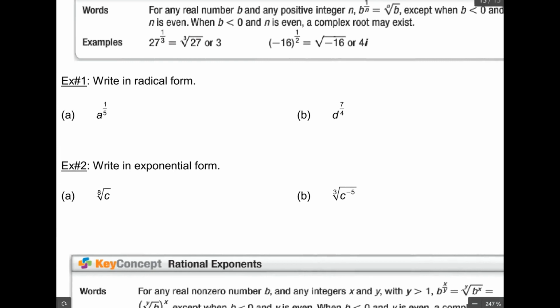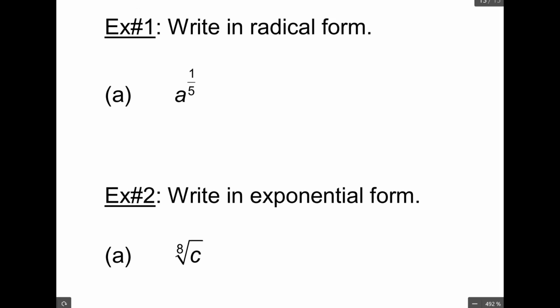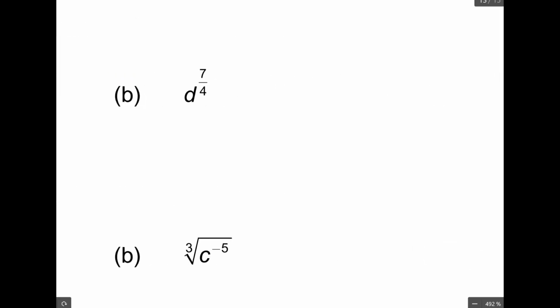All right, so let's try these out. Write this in radical form. If I have a to the 1/5, this corresponds to the 5th root of a. Keep in mind this is a to the first, because my denominator corresponds to what root I have. Pause the video, try b. d to the 7/4 will correspond to the 4th root of d to the 7th. The 4 is my denominator, and that's going to be my root.